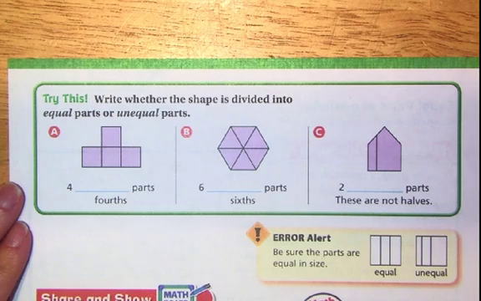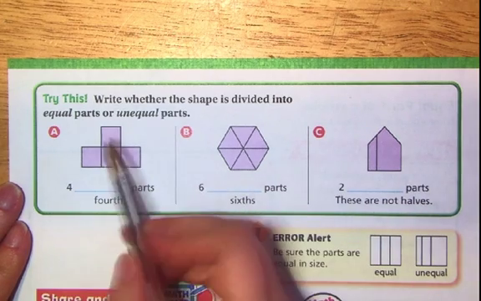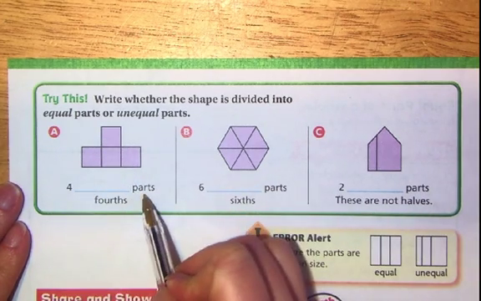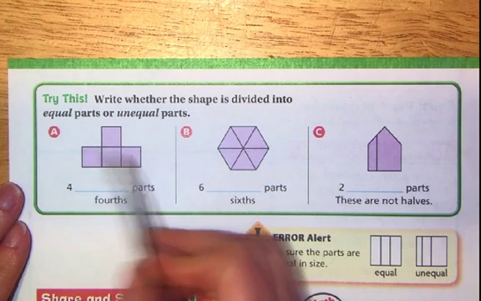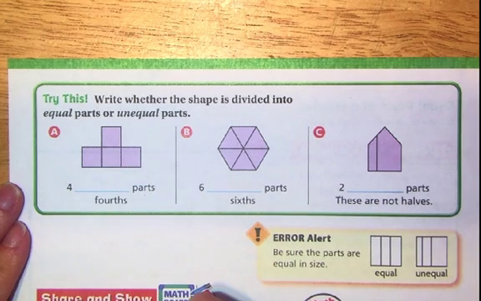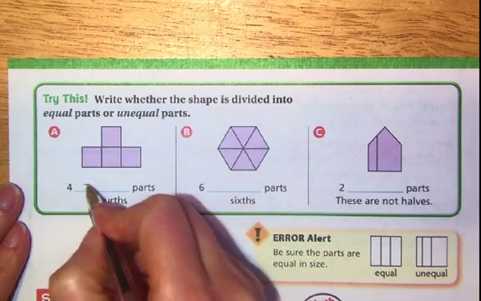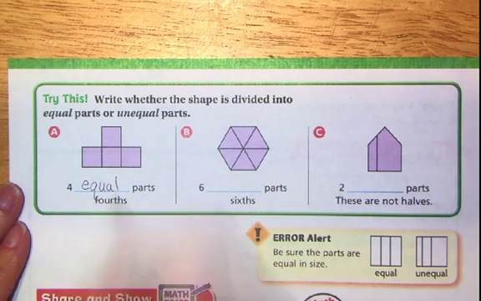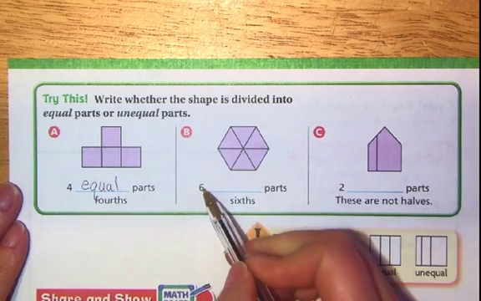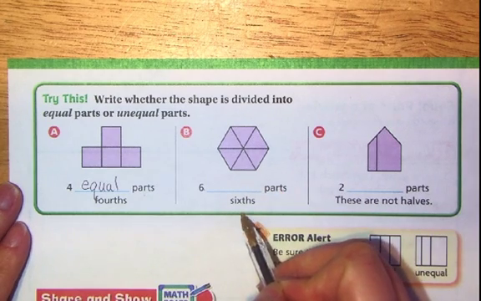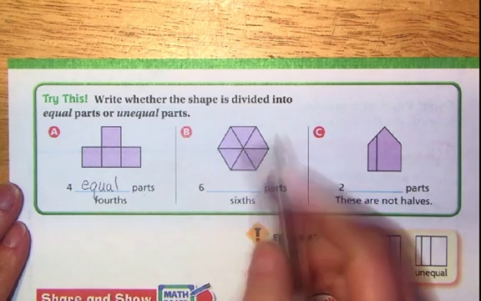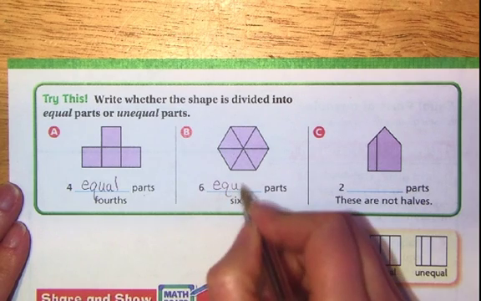So it says try this. Write whether the shape is divided into equal parts or unequal parts. Remember, equal means they're split fairly. There's no fighting over who gets which piece. So if I look at this, it says 4 parts, and they are fourths, but are they fair? Hopefully you all just said, yes, Miss Kiss, they are. So I'm going to write in the word equal. This says 6 blank parts, or sixths. They look all the same, which makes them equal.